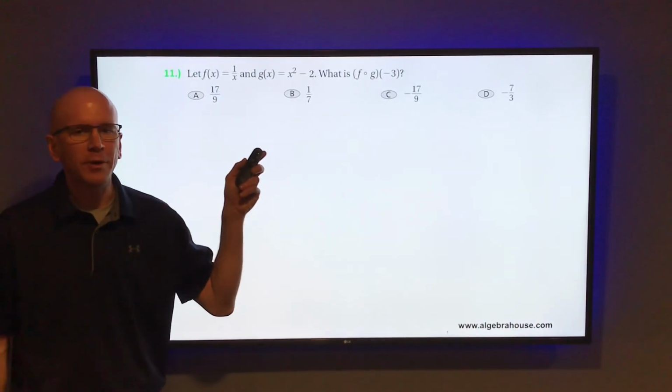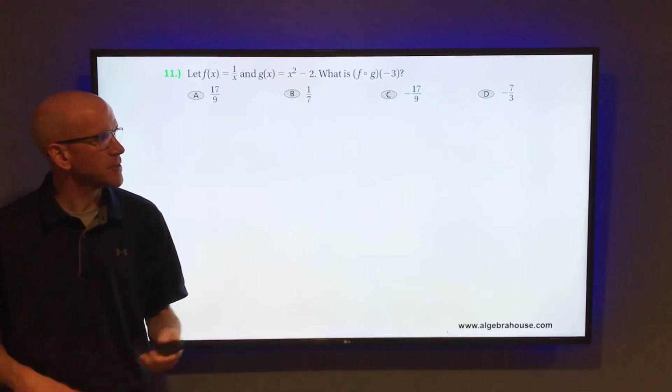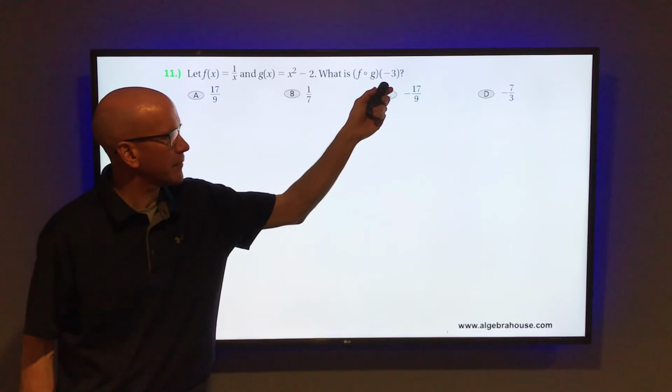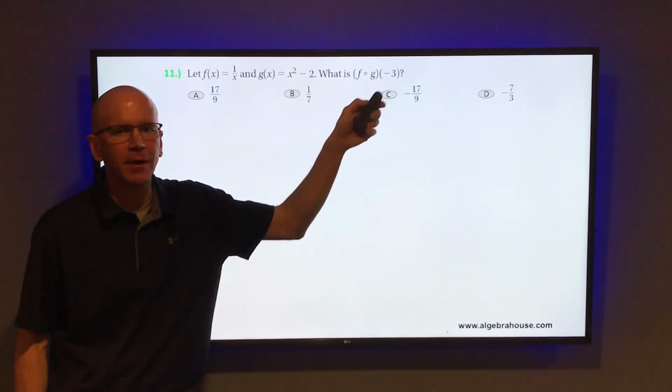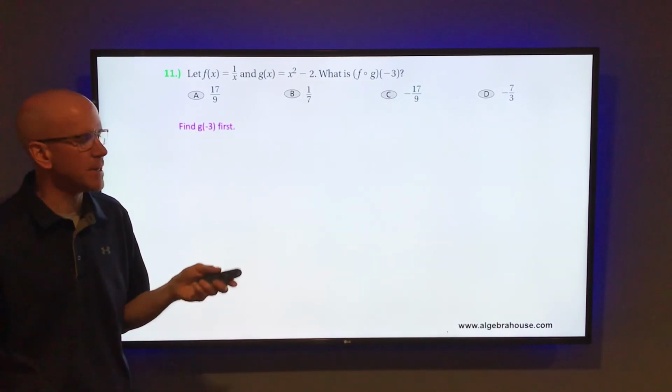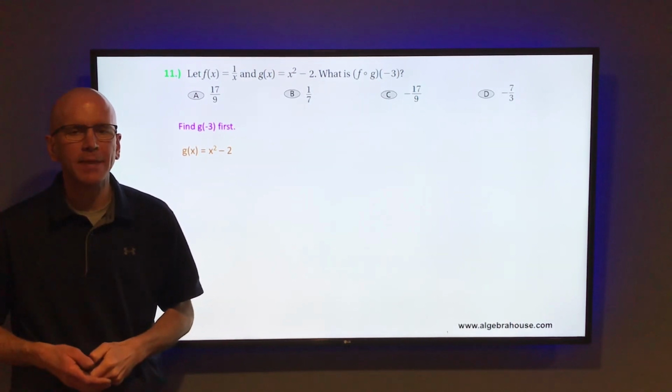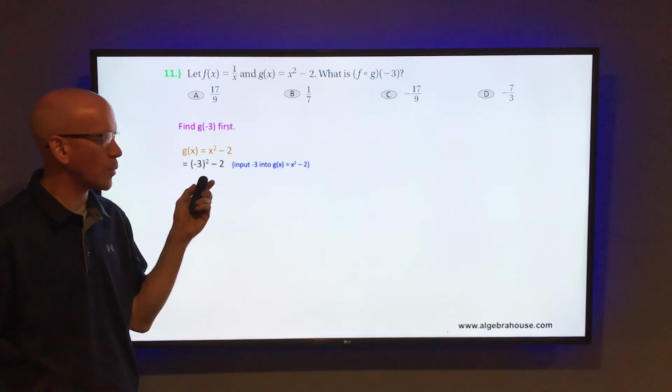Let f of x equal 1 over x and g of x equal x squared minus 2. What is f of g of negative 3? So first we'll find g of negative 3, and then we'll find f of that. So to find g of negative 3, go to what g of x is, that is x squared minus 2, and replace the x with that negative 3. So it'd be negative 3 squared minus 2.